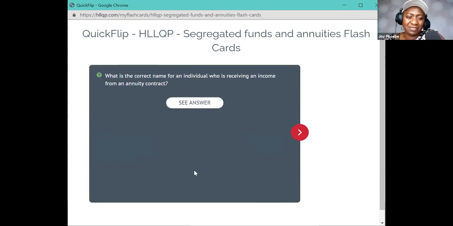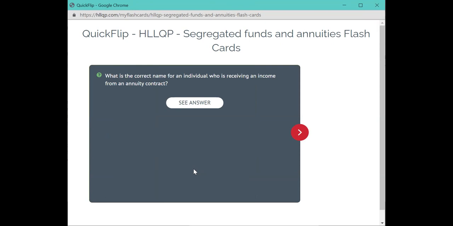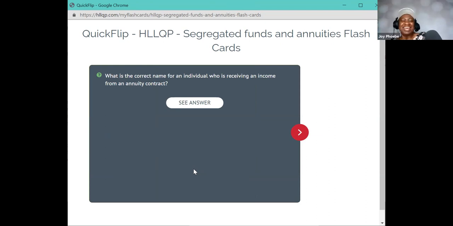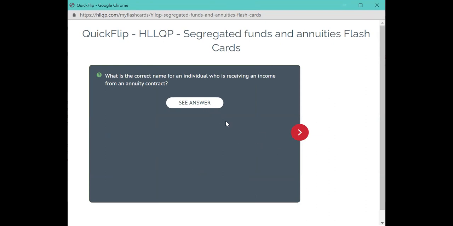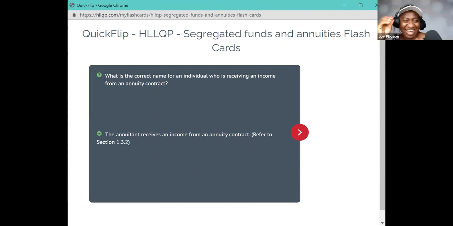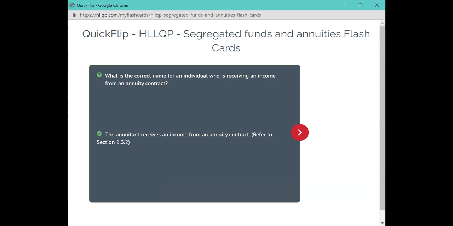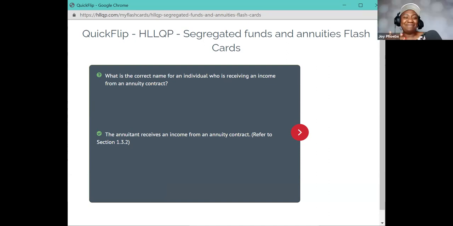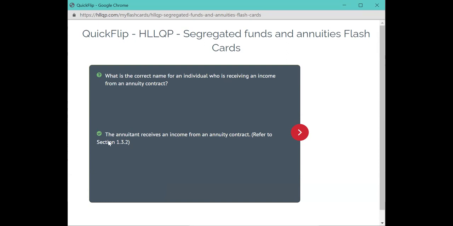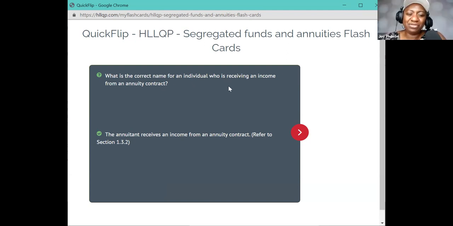You got it. What is the correct name for an individual who is receiving an income from an annuity? Annuitant. That's really simple. I like that. This question vexed me, what an insult. Better they make the questions cheaper so that we just finish in 20 minutes and walk out. All right. What is the correct name for an individual?